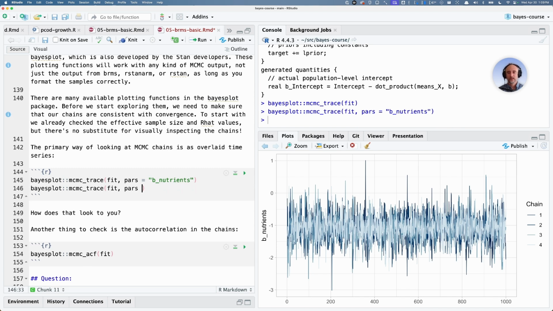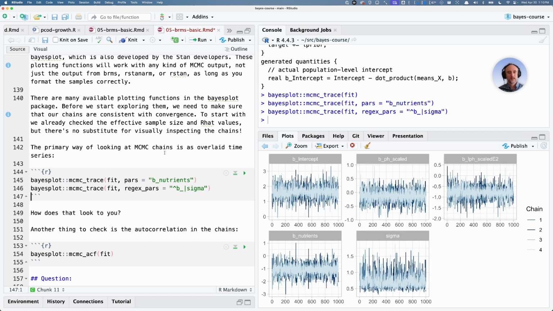Or there's also an argument, regex_pars, which lets us search for parameters using regular expression syntax. So here I might say caret, which means the beginning, and then b, so everything that starts with b underscore, or vertical bar sigma. And that would show me trace plots for every one of my beta coefficients or my sigma. So all the parameters here that I'm interested in, excluding everything else.